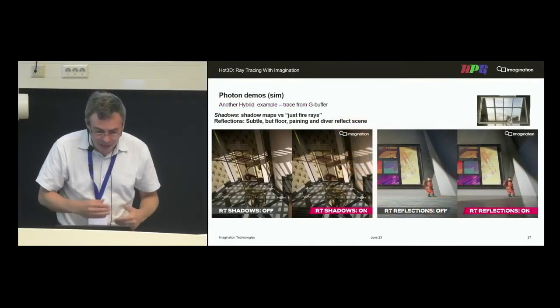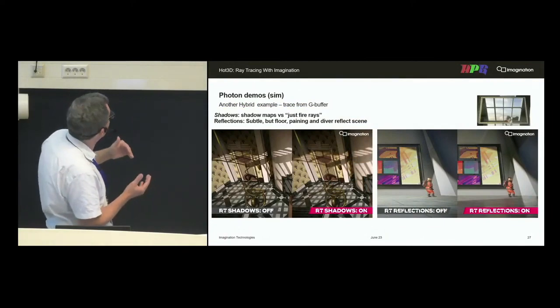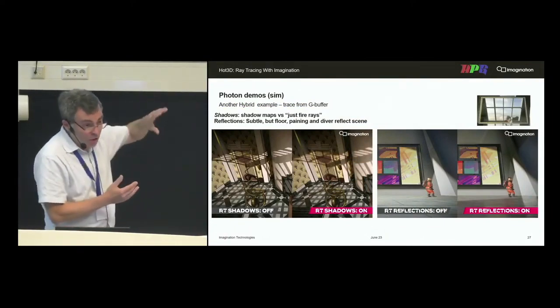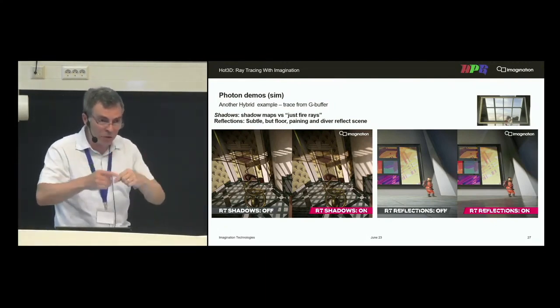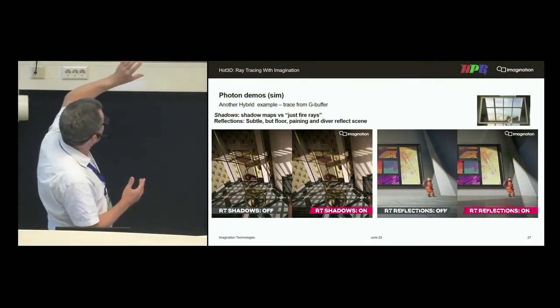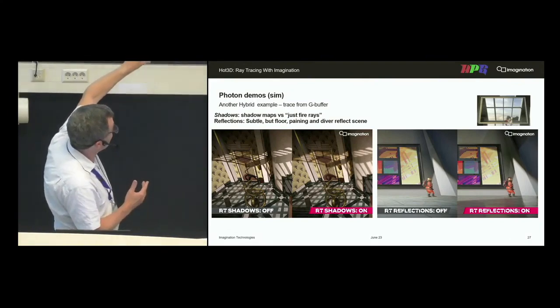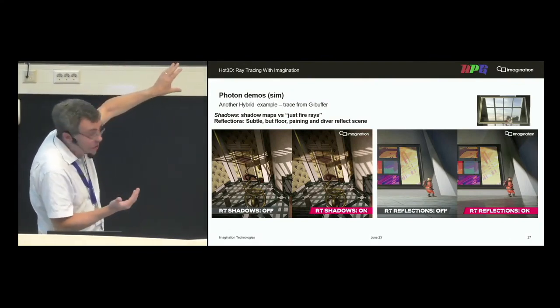Okay, another hybrid demo. This time it's ray tracing from the G-buffer. The idea was to show that you can either use traditional shadow maps, but you've got to pick the right version of the umpteen different shadow map algorithms to avoid jaggy artifacts from undersampling. But why not just fire rays? It's just easier.